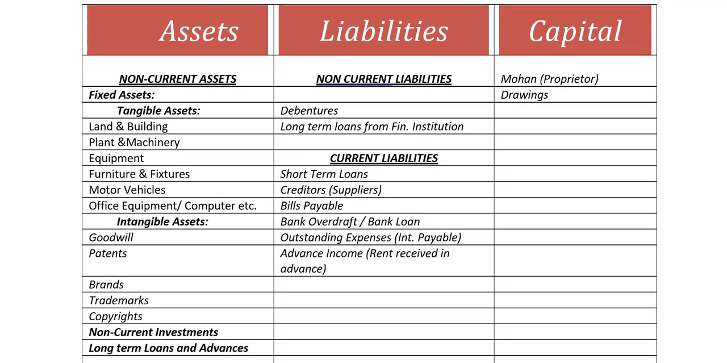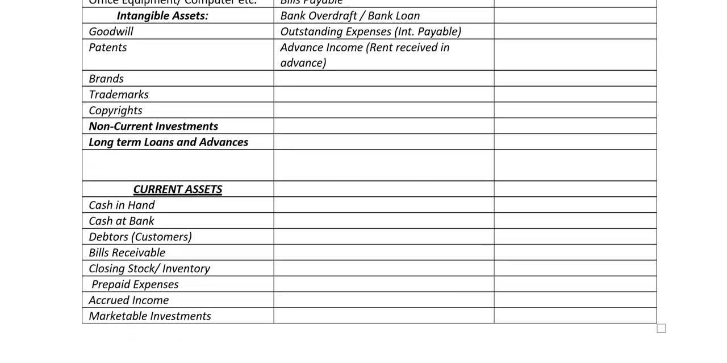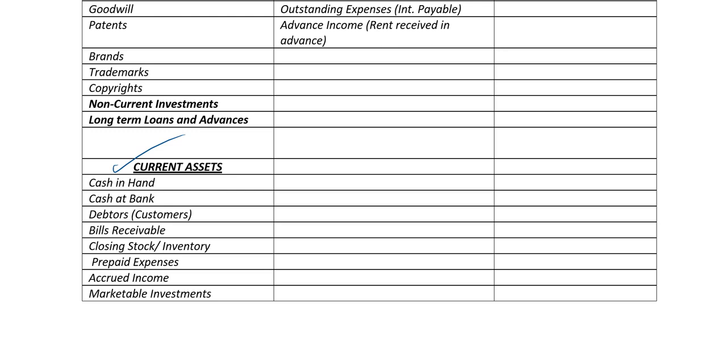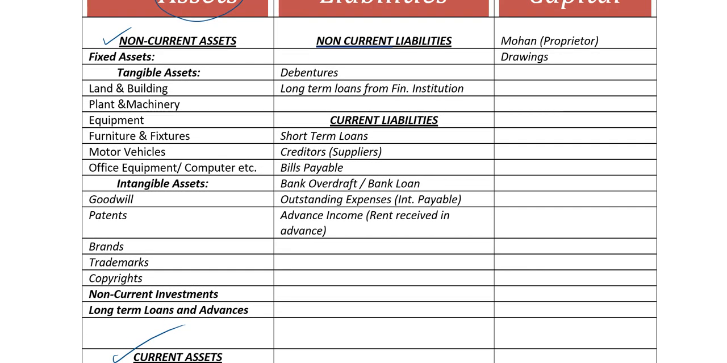Let's have a look at the asset accounts, the liability accounts and the capital, revenue and expense accounts, the items which come under these accounts. Let's begin with the asset account. Asset account is divided into non-current assets and current assets. Under the head of non-current assets, we have fixed assets, tangible assets and intangible assets, as well as non-current investments and long-term loans and advances.